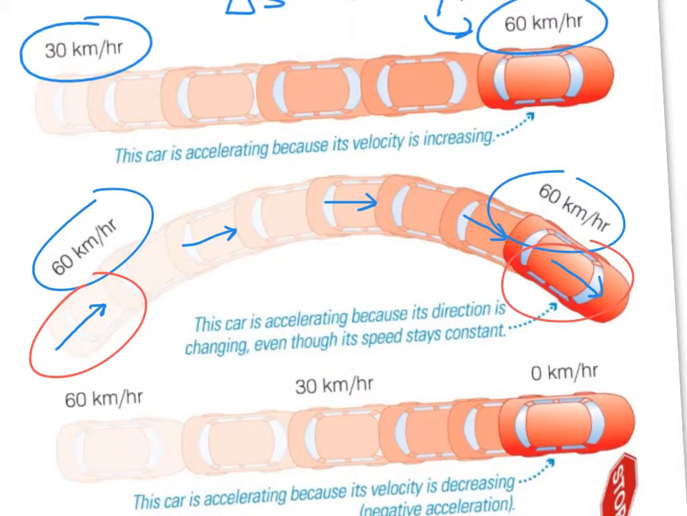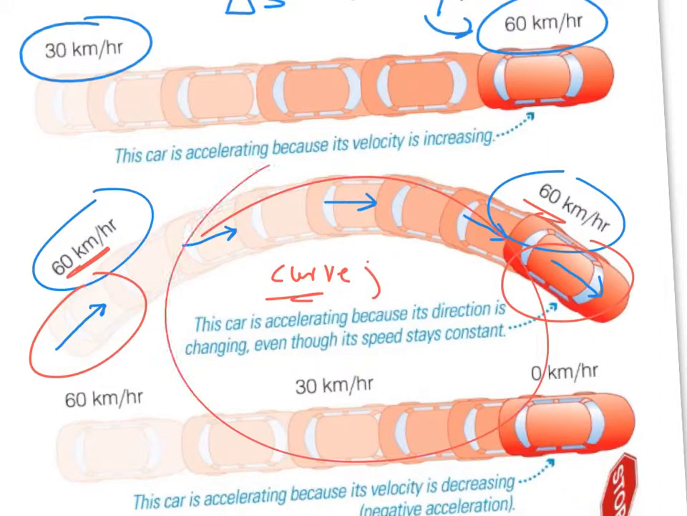So even though it's going the same speed, the fact that it changed directions is acceleration. So what do you call this? Going around a curve, just a curve. Or if this was going a full circle, what would that be? An orbit, right? So things that are in orbit are always accelerating. And you know where we're going with that, because we see a lot of orbital motion in astronomy. So orbit equals acceleration.